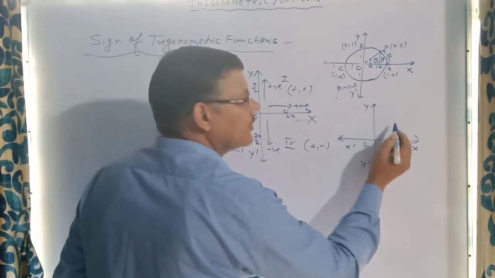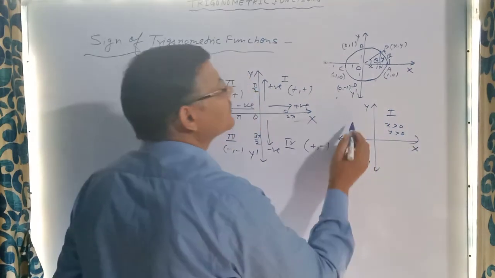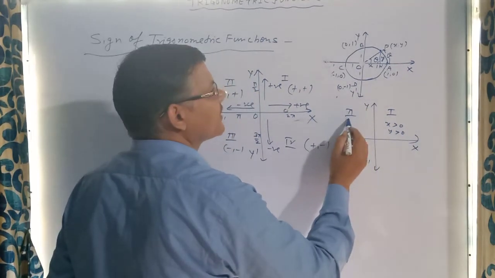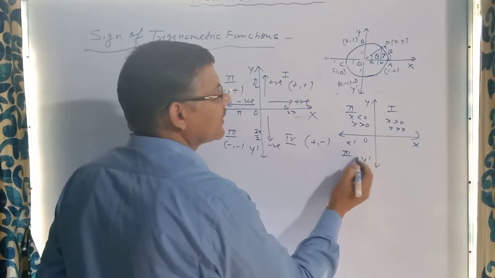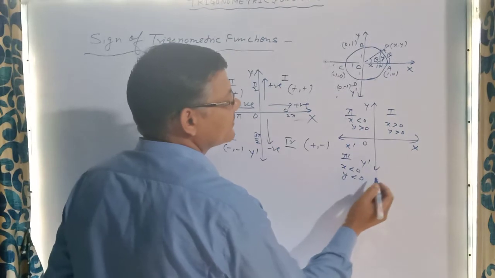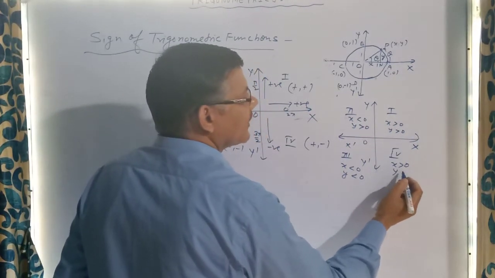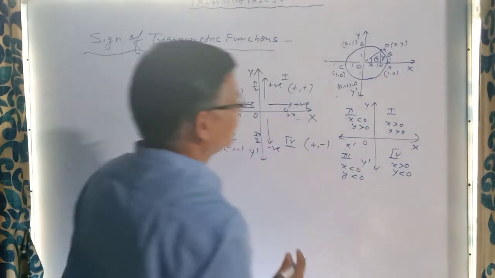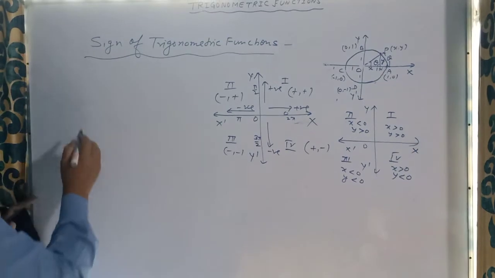So it is the same. In the first quadrant, x is greater than 0 and y is greater than 0. In the second quadrant, x is less than 0 and y is greater than 0. In the third quadrant, x is less than 0 and y is also less than 0. In the fourth quadrant, x is greater than 0 and y is less than 0. So these are the same things. Now just deal with the ratios.